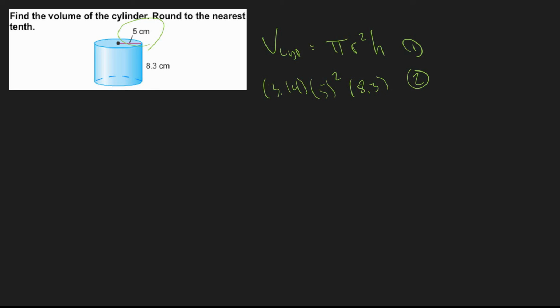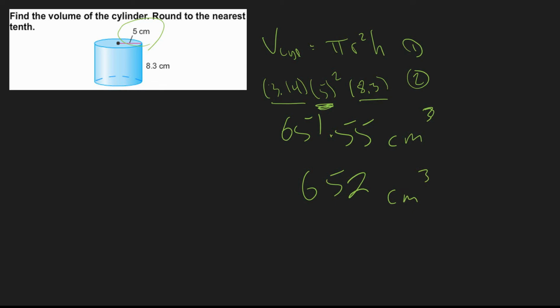So again, I'm going to pull out my calculator. I'm going to do 3.14 times 5 times 5 times 8.3. And I'm going to get 651.55, and the unit is cubic centimeters, but that's not my answer because I see that I don't have anything as far as decimals. So this has 2 decimal places, this has 1 decimal place, this has no decimal places. So I'm going to round it so it has no decimal places, and I'm going to get 652 centimeters cubed, or the way I should say it, cubic centimeters.